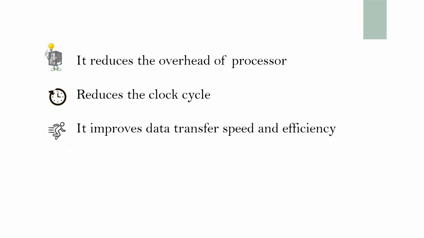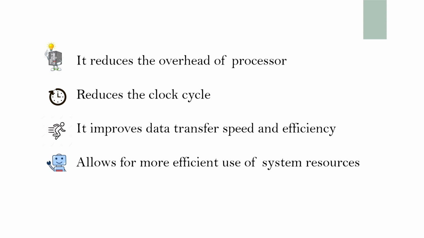Fourth is reduced latency. When a peripheral device needs to access the memory, traditional approaches require the CPU to interrupt the current task to handle the data transfer. This can introduce latency, leading to delay in data transfer. DMA can reduce the latency by allowing a peripheral device to bypass the CPU. This is all about the advantages.